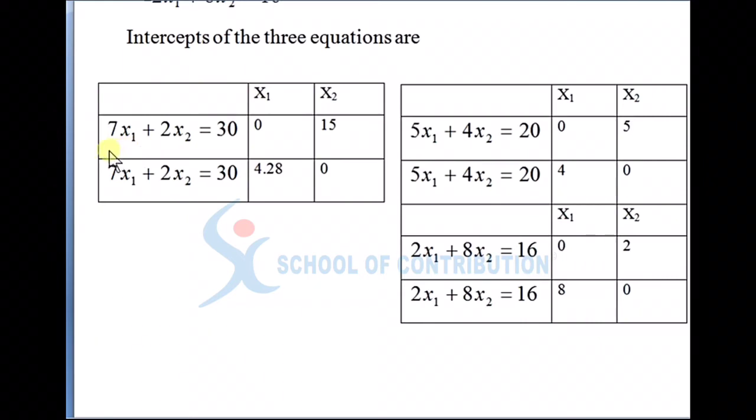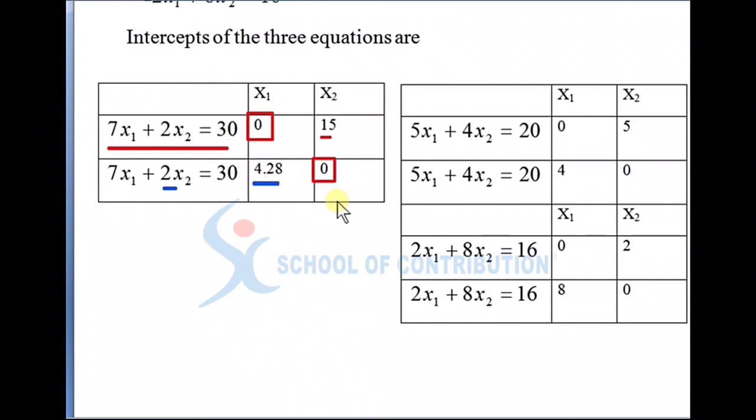Okay, so this is our first equation. So to collect, when we set x1 to 0, we will get the x2 intercept. When x1 is 0, this term will be 0 and then x2 equals 30 divided by 2, that means 15. Again, when we set x2 to 0, we get the x1 intercept. So x2 0 means this is 0, then x1 equals 30 divided by 7, that means 4.28.